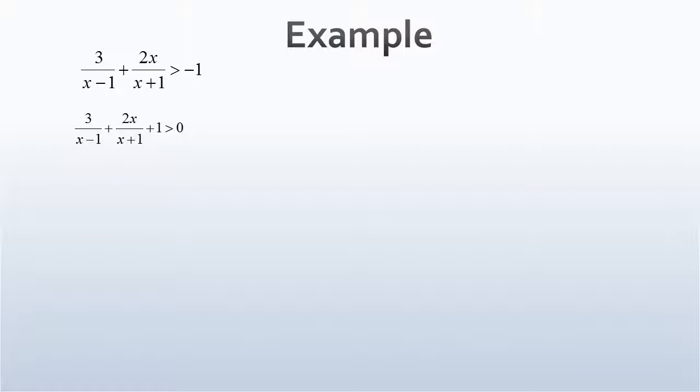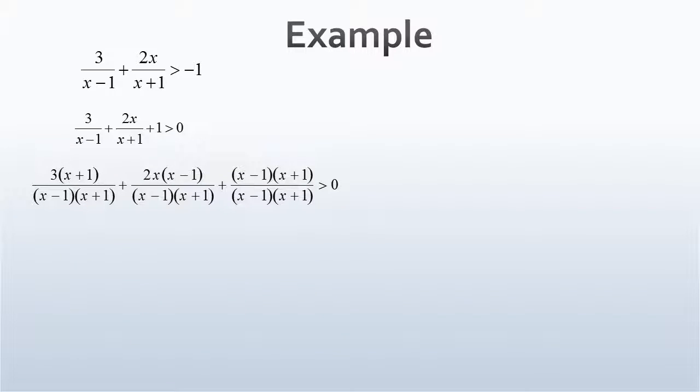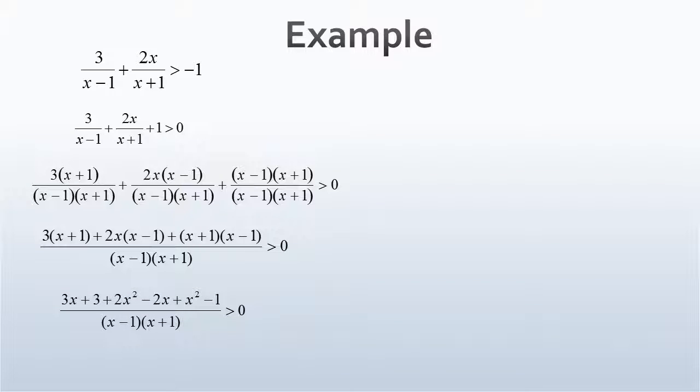Okay, here we move the 1 over. We gave everything the common denominator of x minus 1 times x plus 1, including the 1. Here we've combined it into one fraction, multiplied and FOILed, and combined like terms.